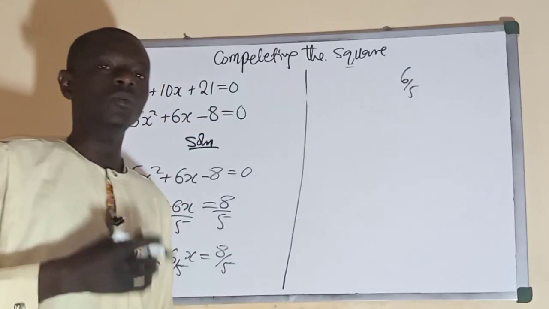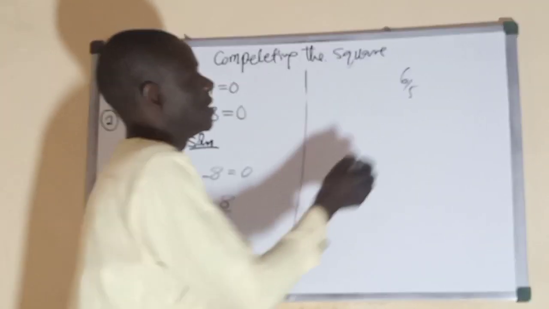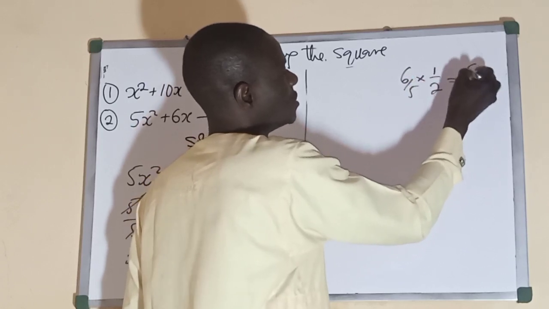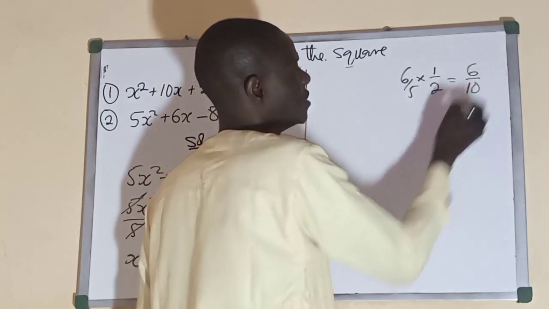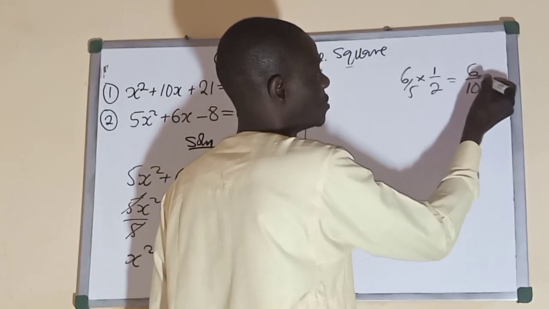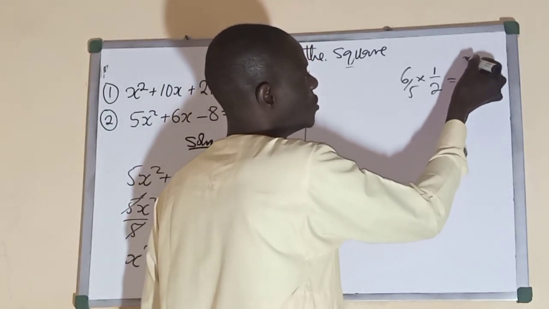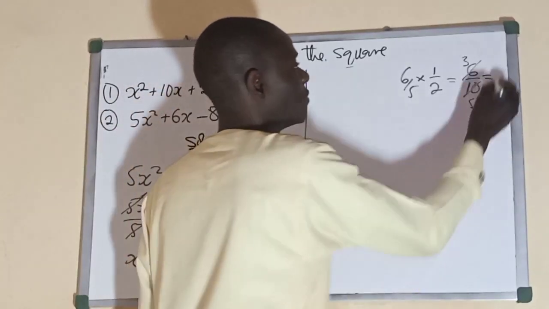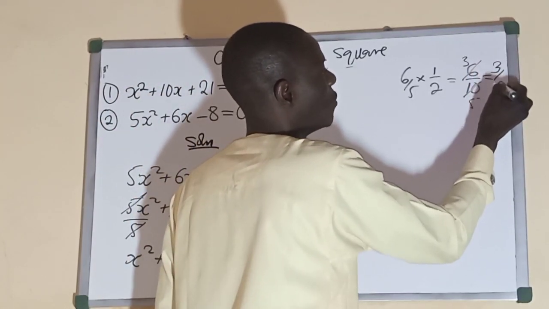We have to look for half of it, or we have to divide it by 2. So we say the times 1 over 2 will give us what? 6 all over 10. When we see it, this is the same as what? 2 can go into 6 3 times, and it can go into 10 5 times. I hope you are following. So here we have 3 all over 5.